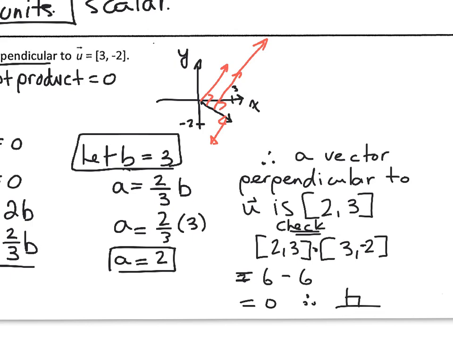Okay, so there's an infinite amount of vectors that could have been picked here, but in this case, try to pick the easiest one to do that with.